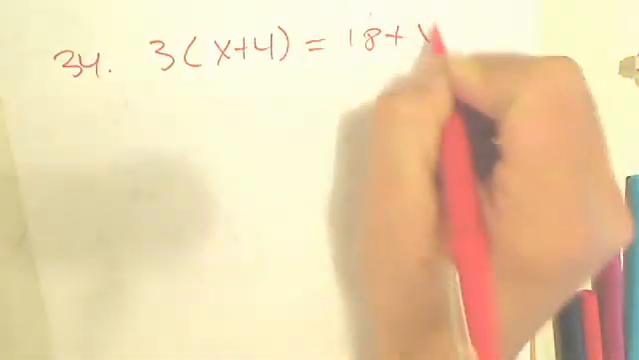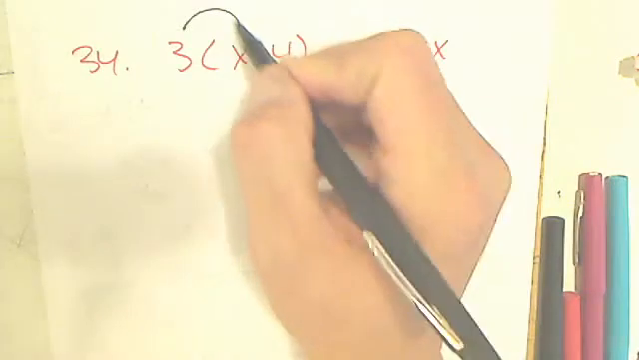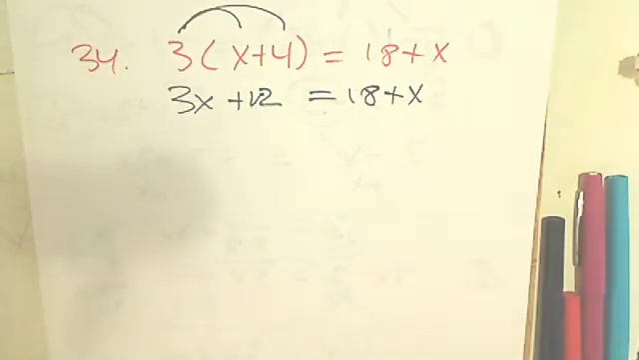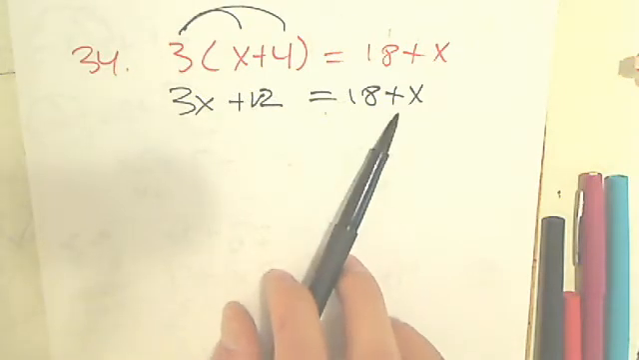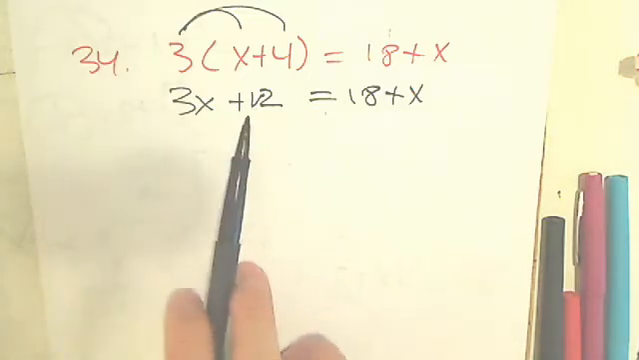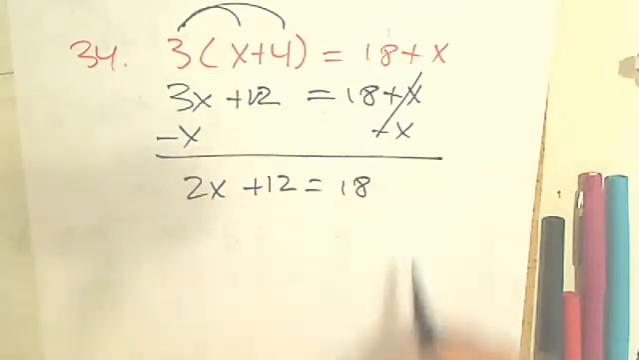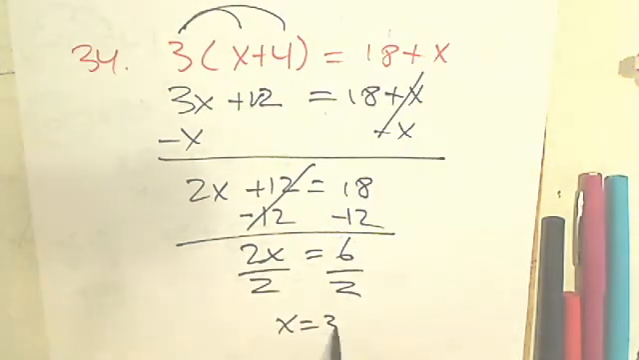Okay, here we go. 34. You have 3 parentheses x plus 4 equals 18 plus x. Okay, I have to fix it. Distribution, yes? So I have 3x plus 12 equals 18 plus x. What are your options? Minus 3x, subtract 12, add 18, subtract 18, or subtract x. So here, the best option is either to subtract 12 or subtract x. If I take away x here, I get 2x plus 12 equals 18. Then I take away 12 here, I get 2x equals 6. Divide by 2, x is 3. Positive 3.